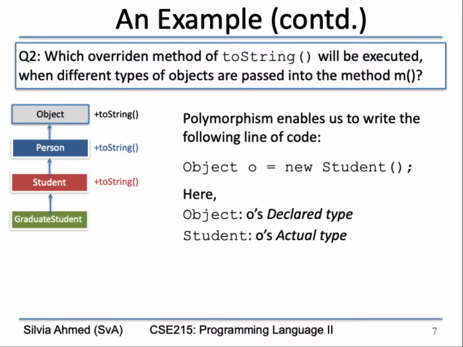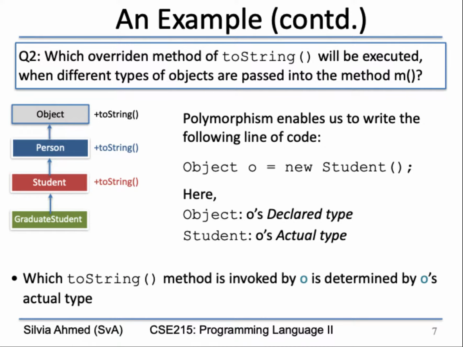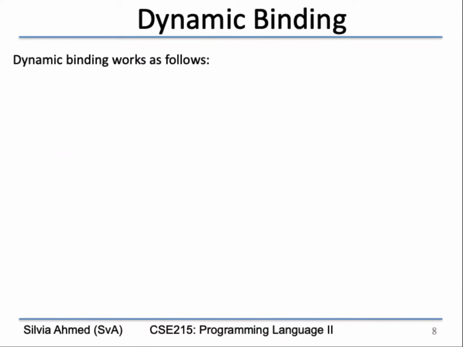So here Object is called O's declared type and Student is O's actual type. So which toString method is invoked by O is determined by O's actual type. That is known as dynamic binding. So dynamic binding works as follows.